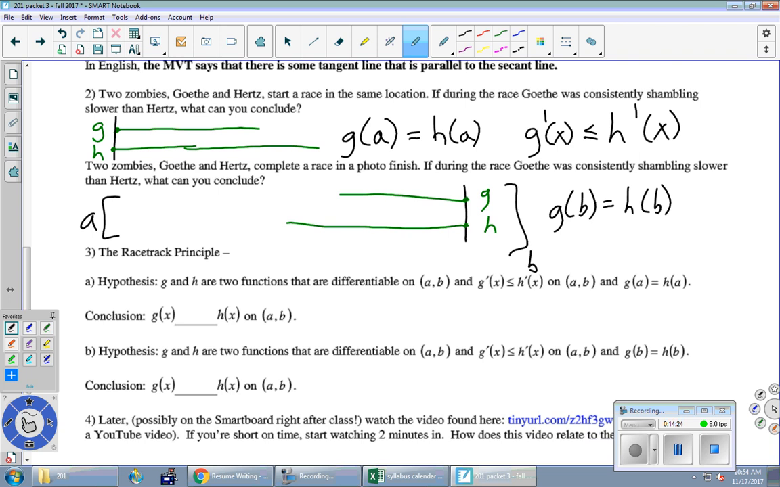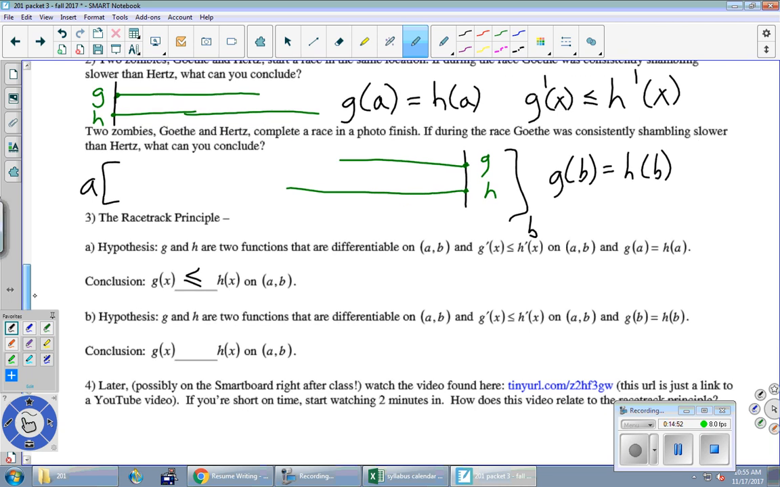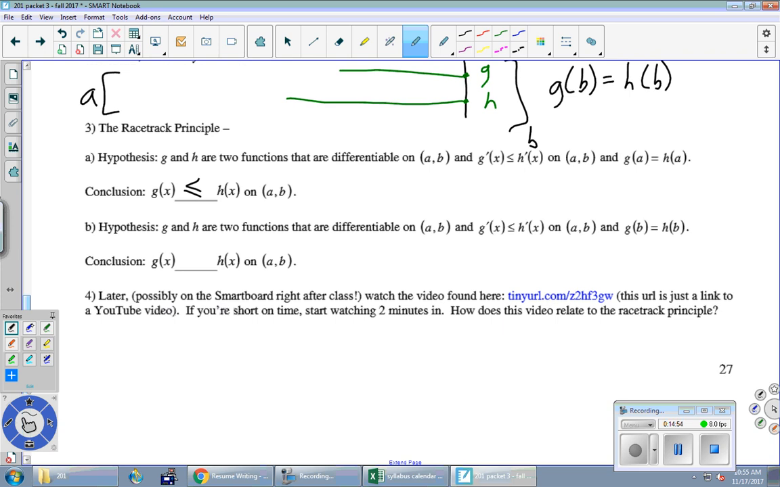And so here's our theorem. If G and H are two functions that are differentiable on an interval AB, and G prime of X is less than or equal to H prime of X, Goethe is moving slower than Hertz, and G of A equals H of A. They start at the same spot. Then G is always what? Bigger or less than H? Less. I'll put it equals as well. Okay. G is always less than or equal to H.